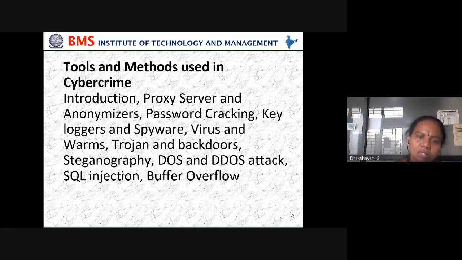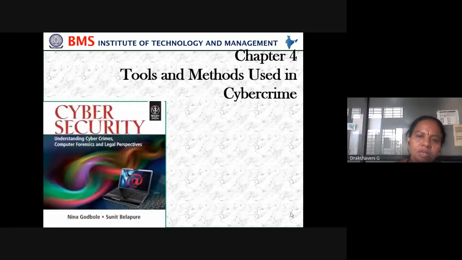The contents we are going to see are: introduction, proxy server, anonymizer, password cracking, keylogger, spyware, virus and worms, trojan, backdoor, steganography, DoS and DDoS attacks, SQL injection, and buffer overflow. So these are the things we'll be checking in this part.